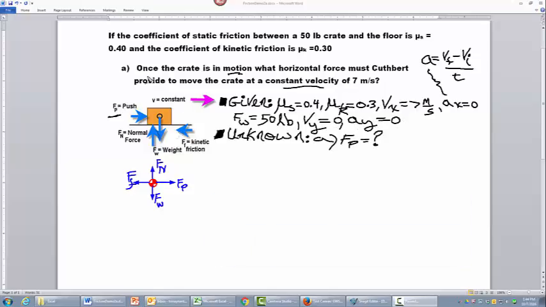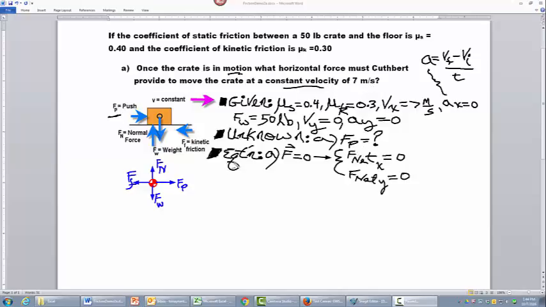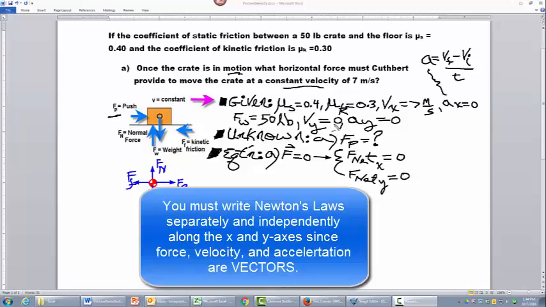For part A, the unknown is, once the crate's in motion, what horizontal force must Cuthbert provide to move the crate at a constant velocity of 7 meters per second? We need to know F sub p. What is the equation for part A? We see that the crate has constant velocity along the x-axis, it's in uniform motion, at 7 meters per second, and the velocity along the y-axis is also constant. It's a constant 0. It's at rest along the y-axis.